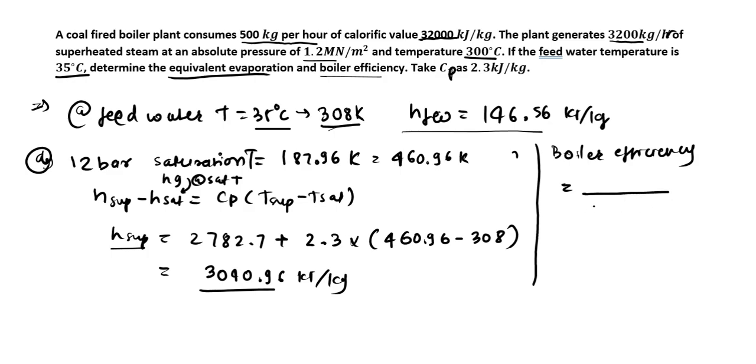So the input of the boiler is nothing but the calorific value of fuel, which is 32,000 into the mass of the fuel, which we are giving, 500 kg per hour. So this is how much energy we are giving to the boiler, and how much energy is the boiler outputting, which is in the form of steam.